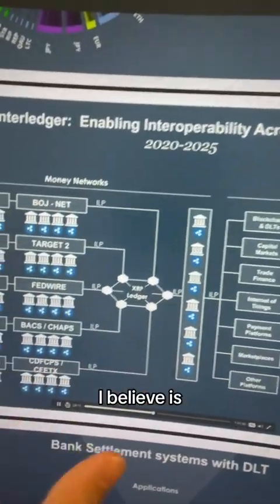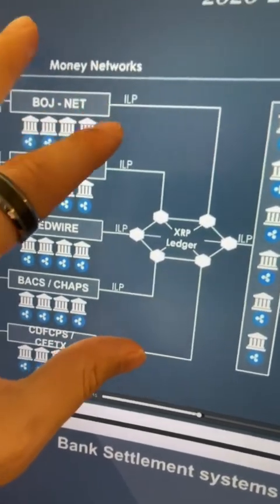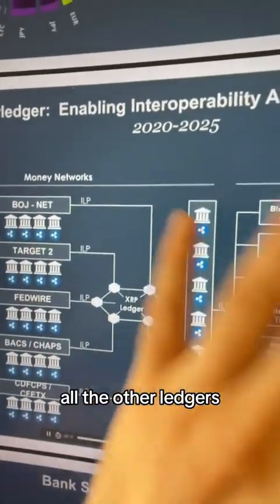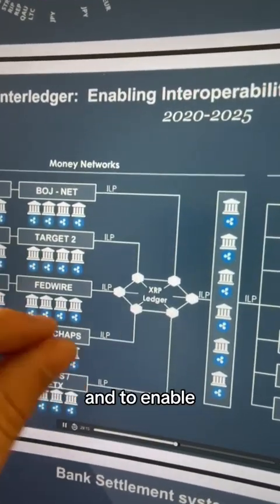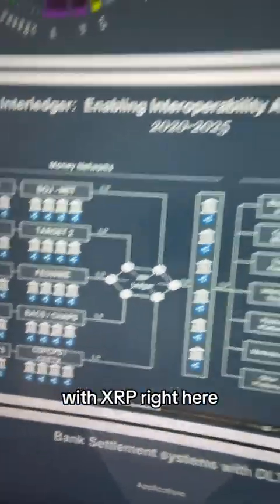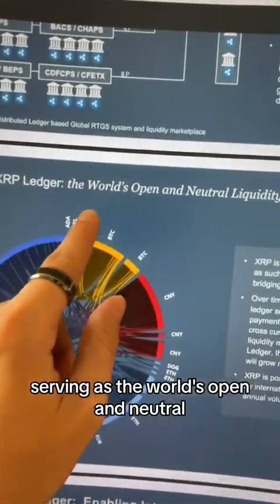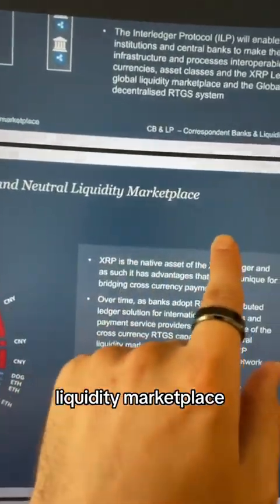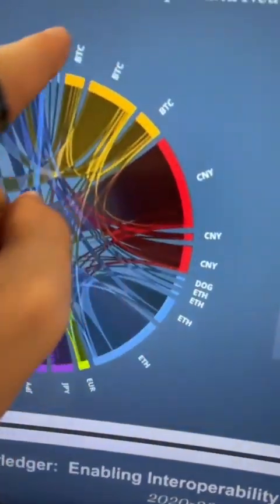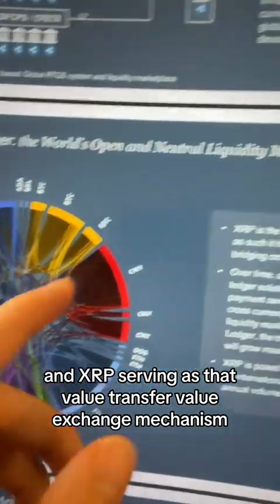Literally, what I believe is, not financial advice, not a financial advisor, Interledger Protocol is going to enable this common unified ledger that shadows all the other ledgers and to enable that seamless transfer of tokenized assets with XRP right here serving as the world's open and neutral liquidity marketplace, where you have all these different things, and XRP serving as that value transfer, value exchange mechanism.